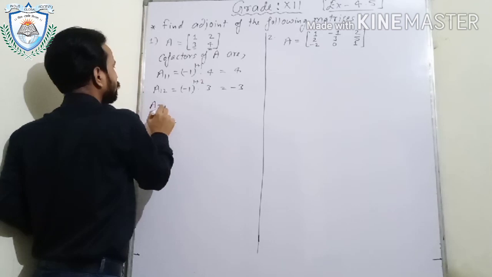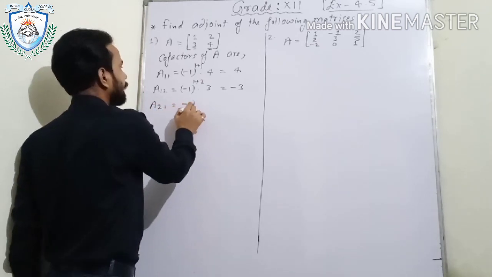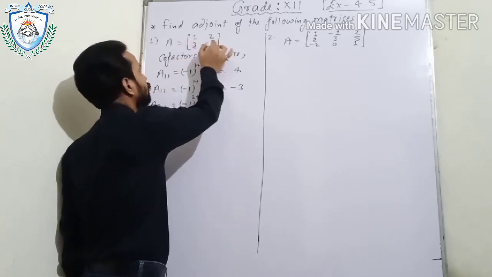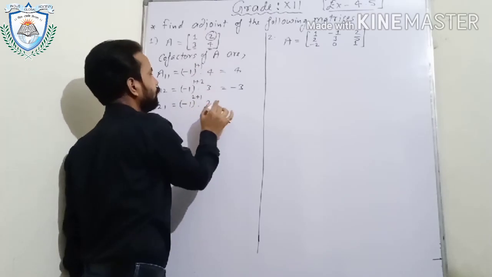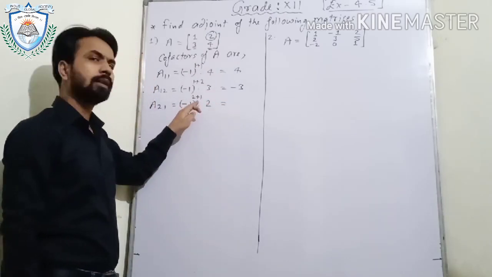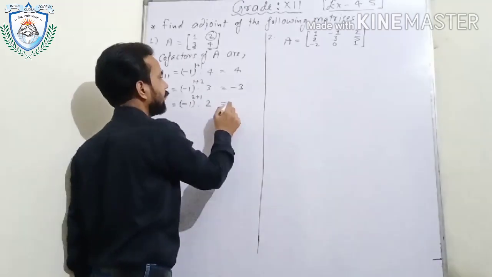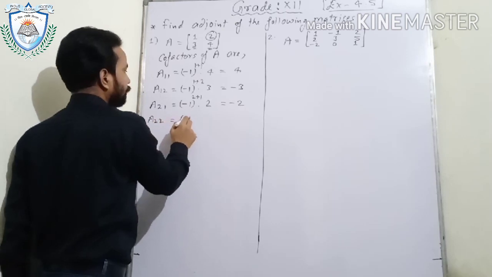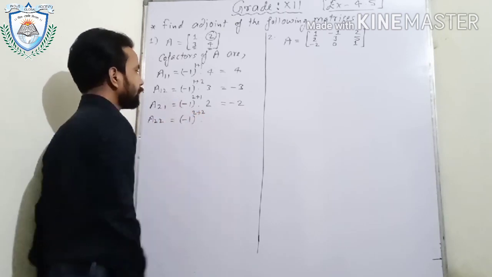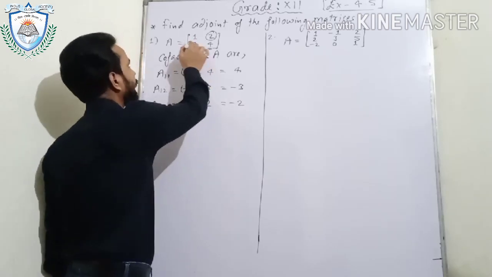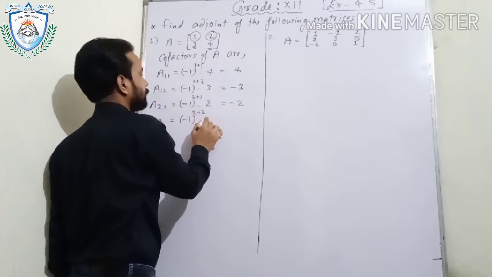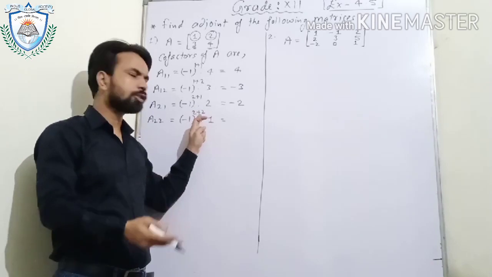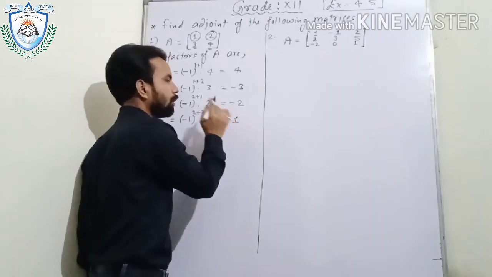Now we have to find A21. A21 means minus 1 to the power 2 plus 1 into the element left when we hide the second row and first column. So 2 is left. Minus 1 to the power 3 is negative, so the result is minus 2. Now A22: minus 1 to the power 2 plus 2, into the element left when we hide the second row and second column. So 1 is left. Minus 1 to the power 4 is positive 1, so positive 1 into 1 gives positive 1.